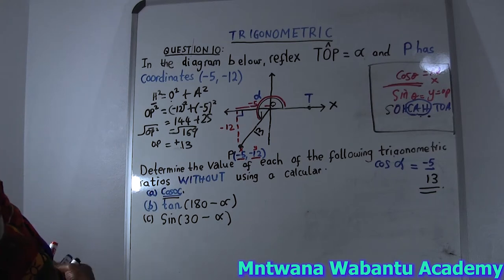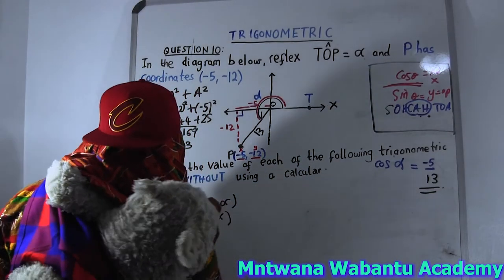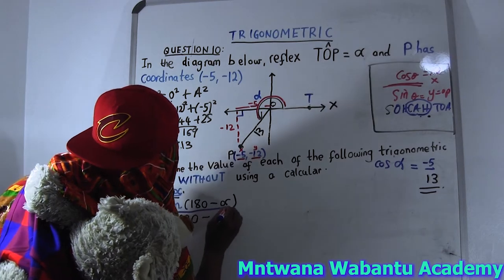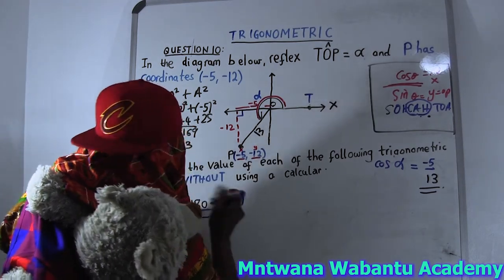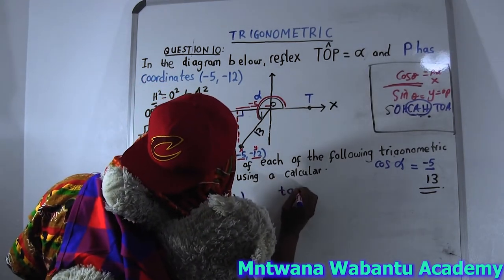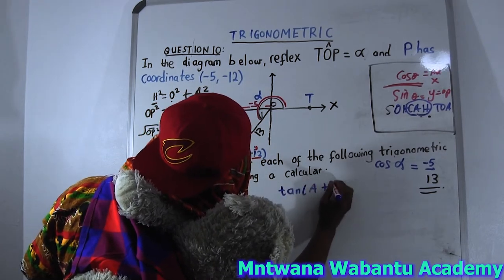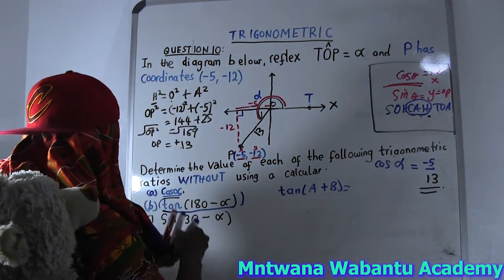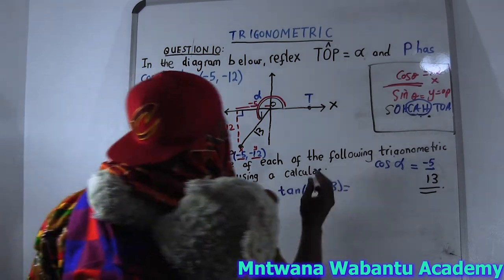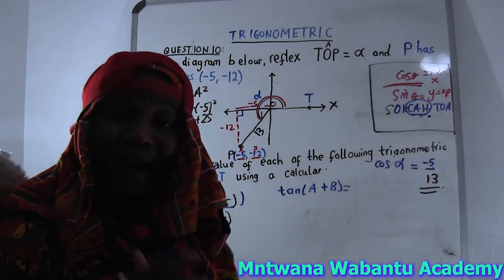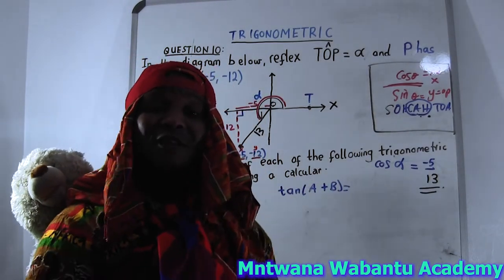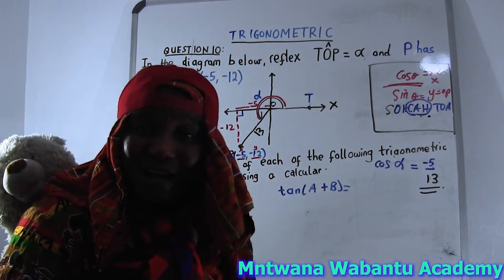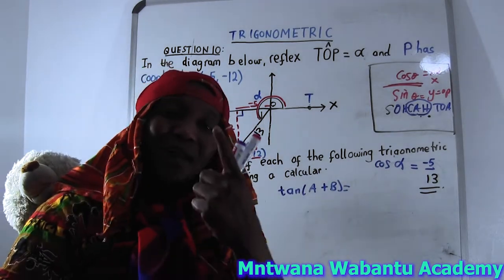Cool, now let's go for the second one. The second one is B. So for number one, B phase, let me explain to you what is tan. If somebody gives you tan of, let's say, A plus B, you need to memorize this formula. Tan of A plus B, you memorize, guys. Don't depend on the formula sheet. This stuff is easy. You see me? I'm not looking at it. You take only 1 minute to memorize.